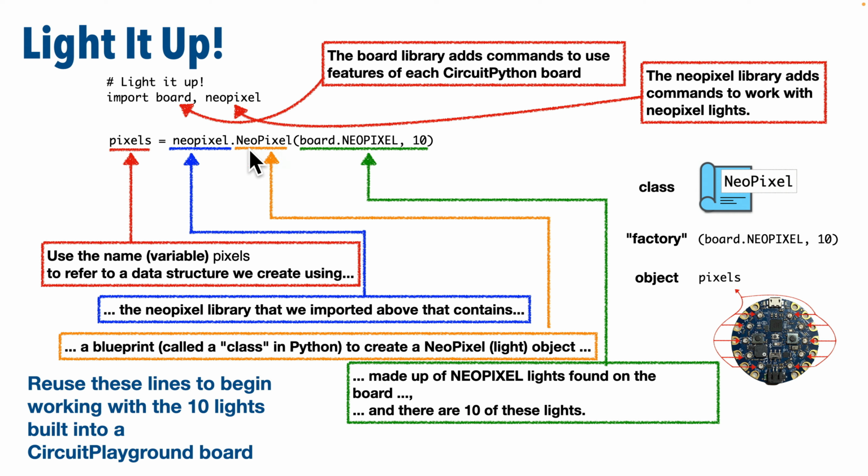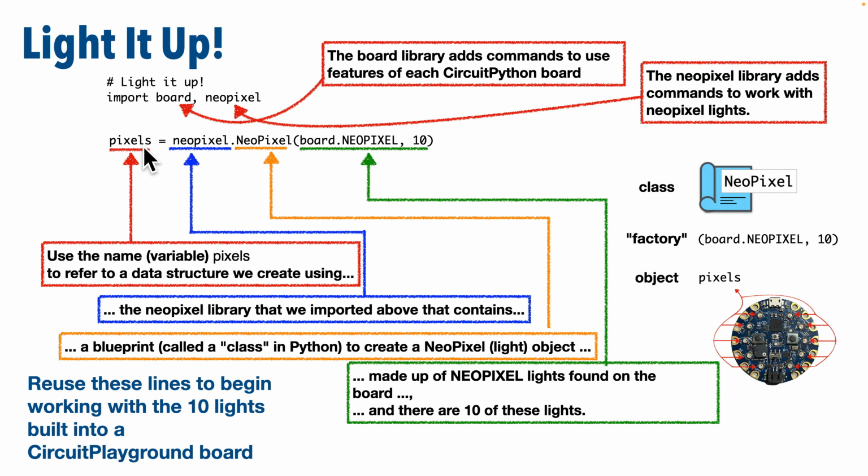So we read this line like this. Go to the NeoPixel library, which we imported, find the NeoPixel class, capital N, capital P, and then with the parentheses here, go to the NeoPixel factory using the NeoPixel blueprint and taking these two inputs, board.NEOPIXEL, comma 10, and create an object that we can use to point to the 10 lights that are on our board, and we'll call that object pixels.